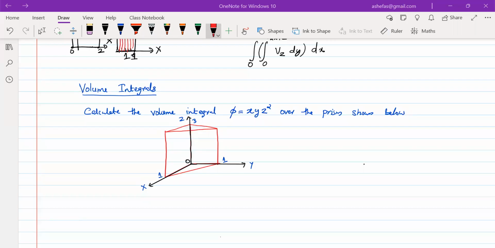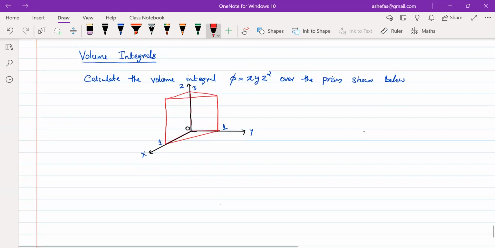Hi all. Now it's time to discuss volume integration. So again, we can have an example of a volume integral. Calculate the volume integral of a scalar field phi equal to x y z square over the prism shown below. Here the prism is shown, in which x varies from 0 to 1, y from 0 to 1, and z from 0 to 3.